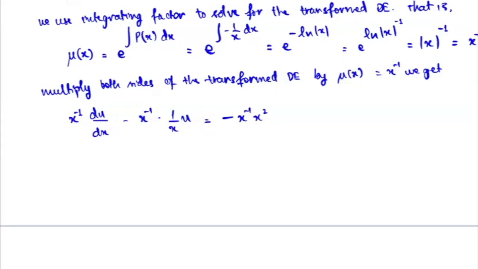All right. So here I'm going to simplify this. The left-hand side is always going to be d/dx of the product between the integrating factor and the dependent variable. The right-hand side, you simplify, you're left with negative x. Any questions on this step? No.